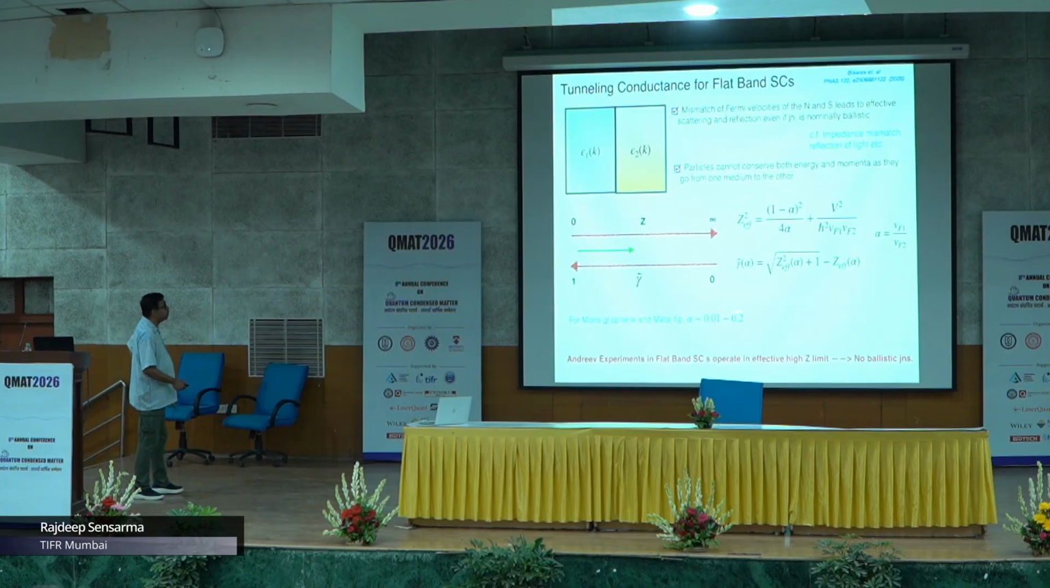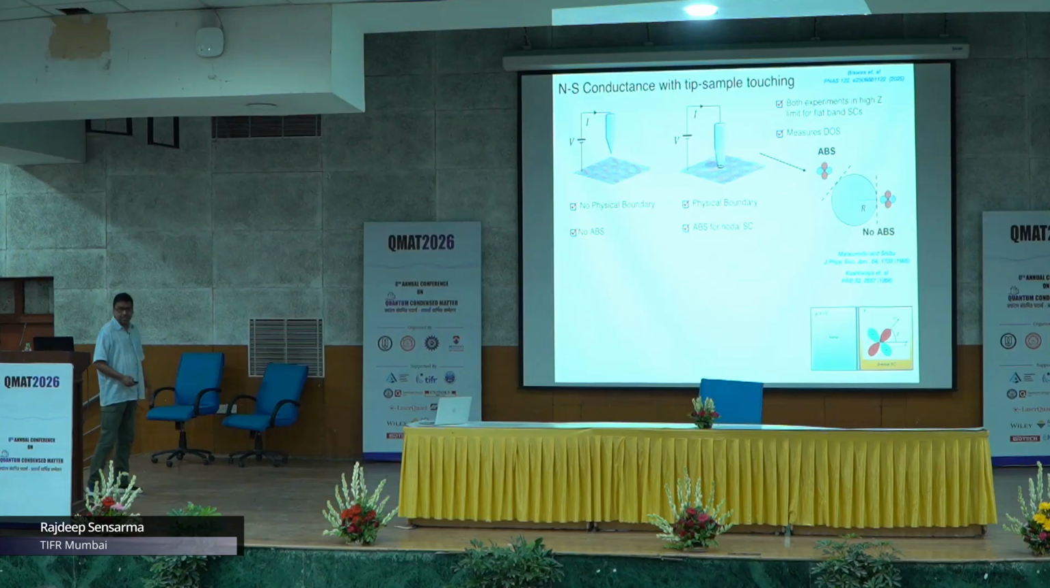Either way, you will put these junctions in the high Z tunneling limit. So your Andreev experiments, which you were seeing, are not quite ballistic junction limits. They are effectively in the high Z or high scattering limit. Okay. So then the question was, why do we still see the difference? Experimental data is what it is.